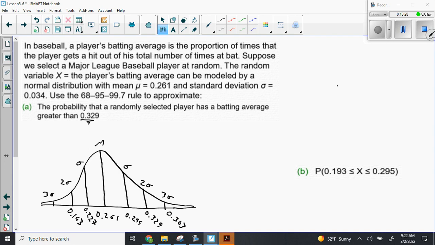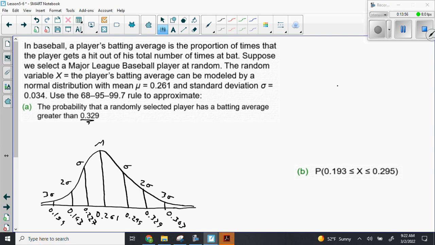And three standard deviations below is 0.193 minus 0.034, that is 0.159. So there's the whole distribution. If you were asked to draw the distribution of batting averages, this would be a good answer.